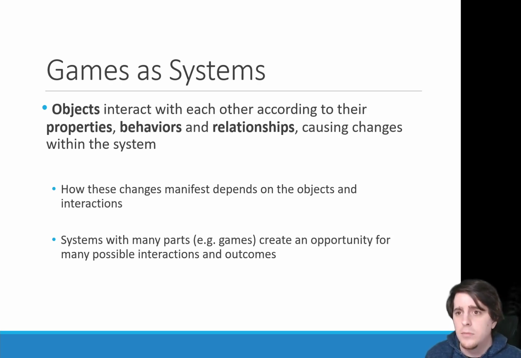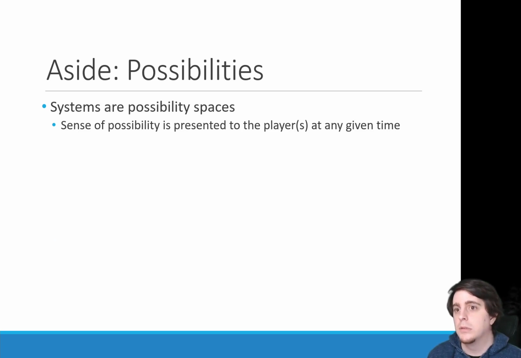But like games, a lot of systems with a bunch of different parts create an opportunity for a lot of possible interactions and a lot of possible outcomes. And so I'm going to sidestep just a little bit because possibility is something that is extremely important to games and players, and something that I think is worth touching on a little bit more deeply. Systems are what we call possibility spaces.